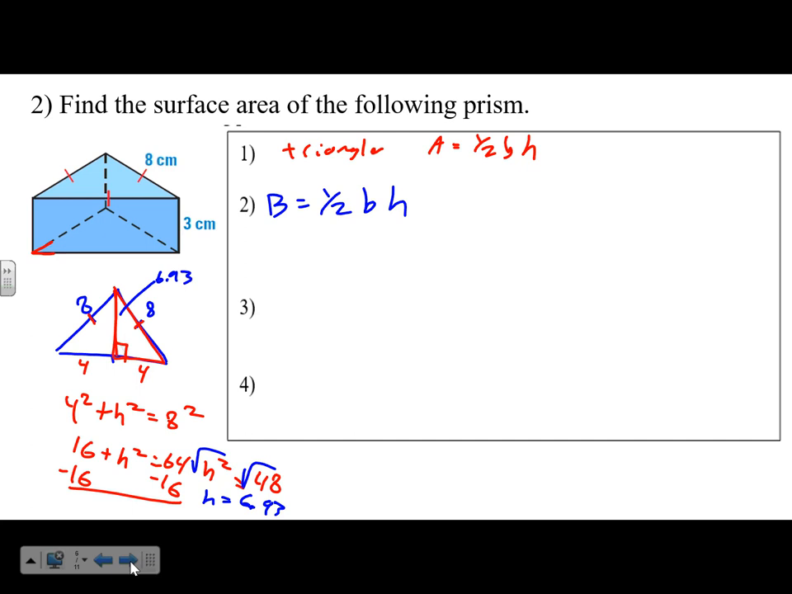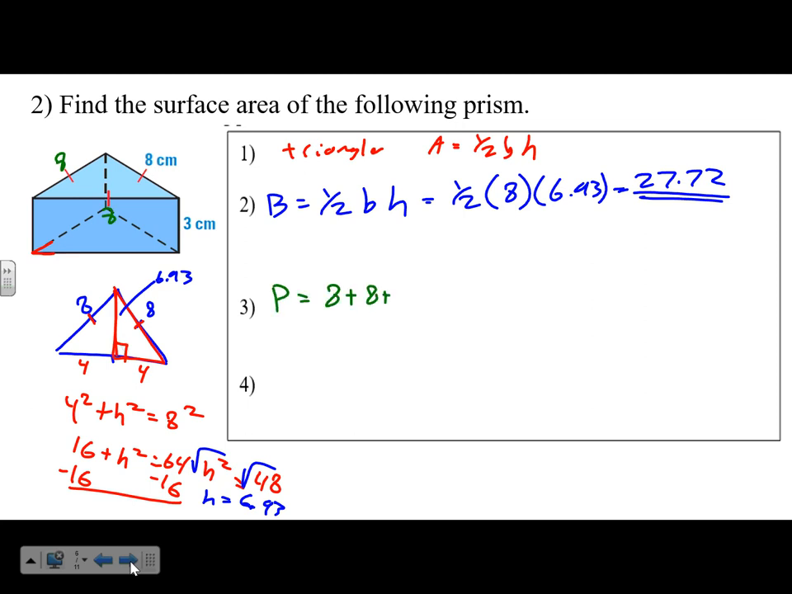So 1/2 base times height is 1/2. My base is 8. My height is 6.93. Then just type that in your calculator. 0.5 times 8 times 6.93. So that's 27.72. That's the base area. Then the perimeter of your base should be really easy. They're all 8, so it's just 8 plus 8 plus 8, which is 24.